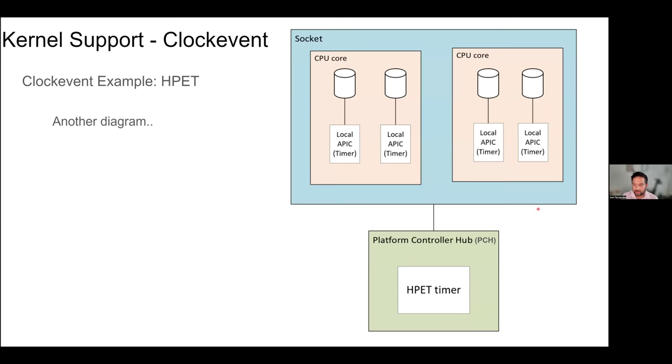So this is a diagram that I created to show how the whole thing is organized. You have a socket and CPU cores in it, and in that you have CPUs with their own local APIC timers. And you have the HPET, which is sitting outside the socket in a separate chip. Again, this is Intel specific, and that chip is called the platform controller hub. It used to be called the South Bridge, but these days it's called the platform controller hub, and it does a lot of other things. And one of the things it does is it has the HPET timer.